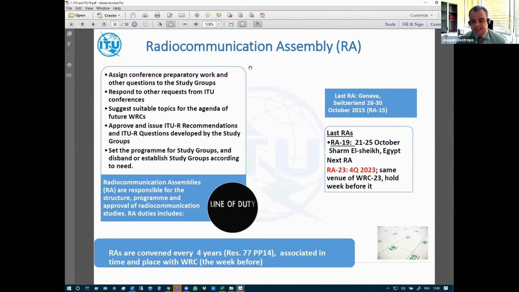The Radiocommunication Assembly is the space to define the activities to be performed by the study groups. It assigns the conference preparatory work and other questions to the study groups, responds to other requests from ITU conferences, suggests suitable topics for the agenda of future WRCs, approves and issues the ITU-R recommendations, questions, and other publications that we are going to detail in the next presentation, sets the program for the study groups, and disbands or establishes new study groups if necessary.